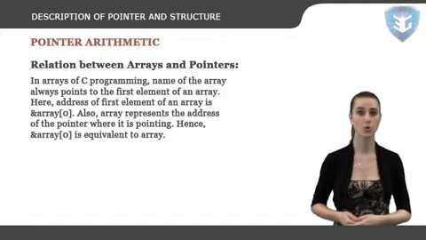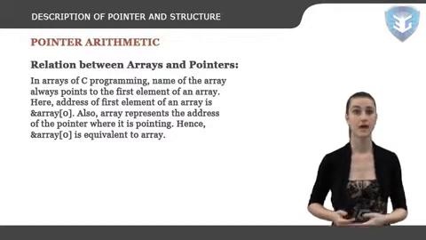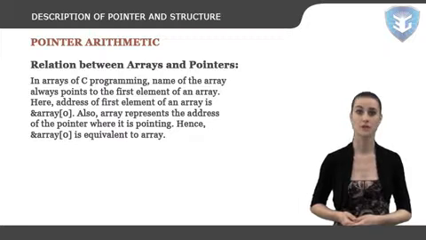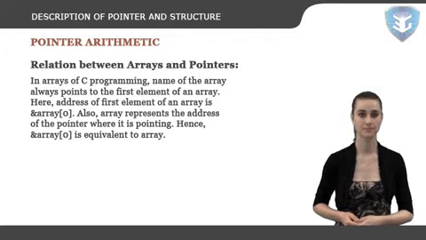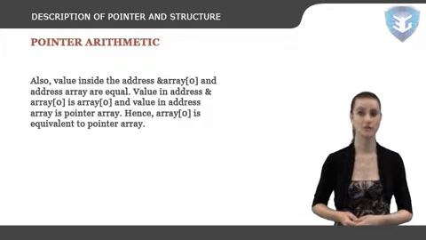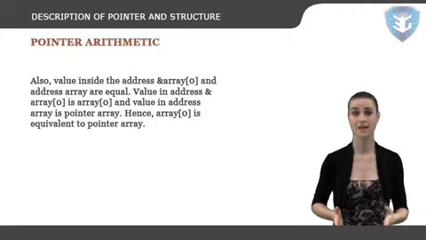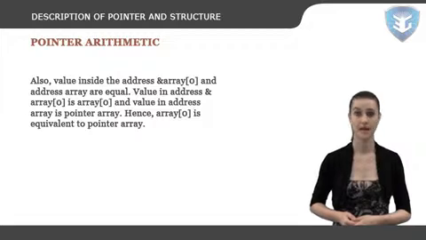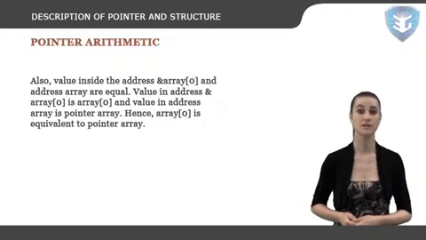In arrays in C programming, the name of the array always points to the first element of the array. Here, the address of the first element of an array is &array[0]. Also, array represents the address of the element it is pointing to. Hence, &array[0] is equivalent to array. Also, the value inside the address &array[0] and the address array are equal. The value at address &array[0] is array[0], and the value at address array is *array. Hence, array[0] is equivalent to *array.